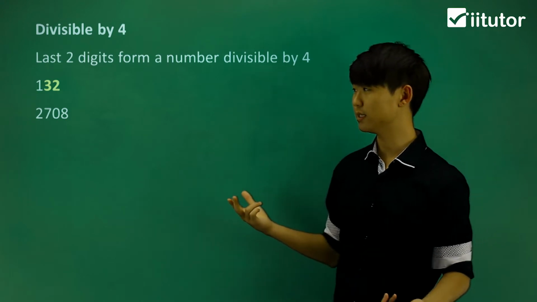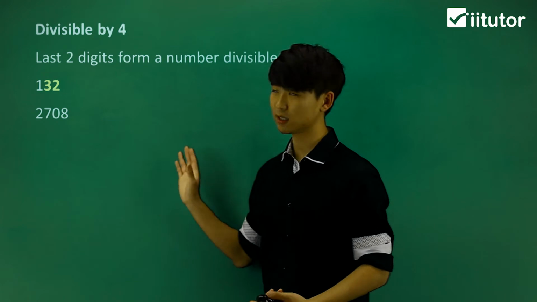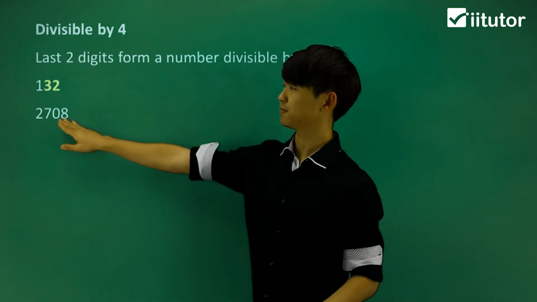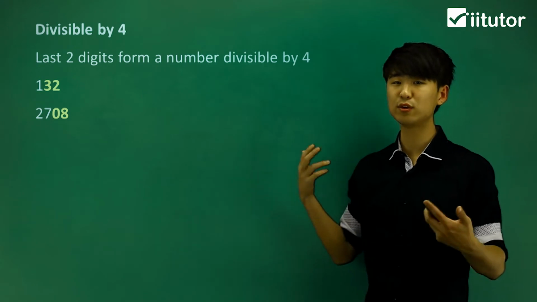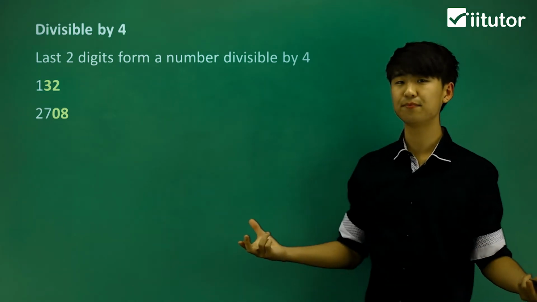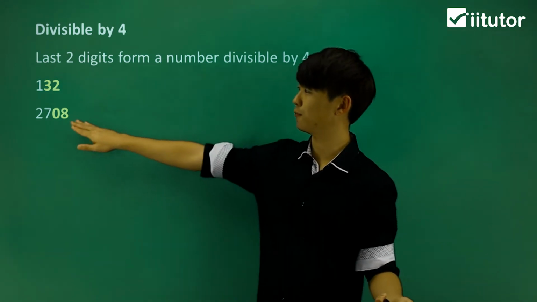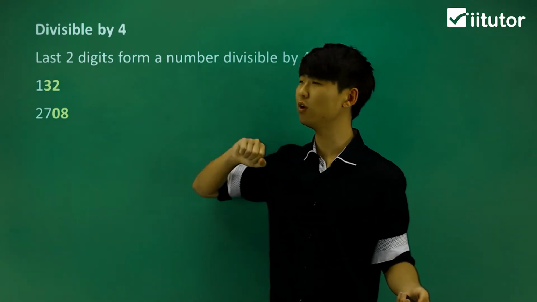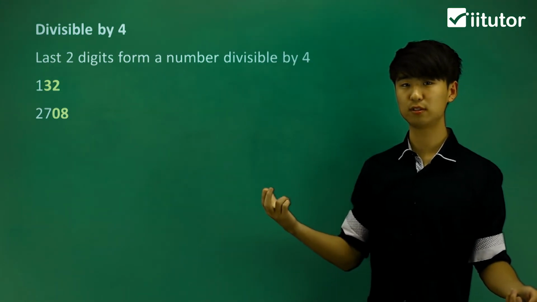Another example is 2,708. Let's take a look at the last two digits here. The last two digits are 0 and 8, which forms a number, just 8. So the last two digits form a number which is divisible by 4. Because 8 is divisible by 4, that means the whole number, 2,708, is also divisible by 4.